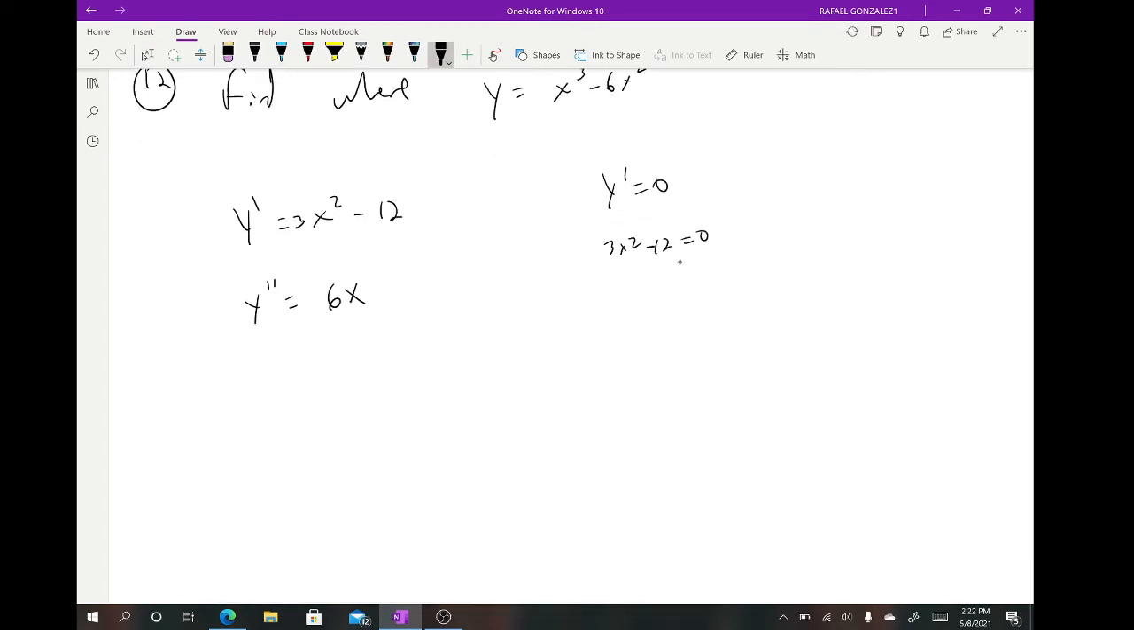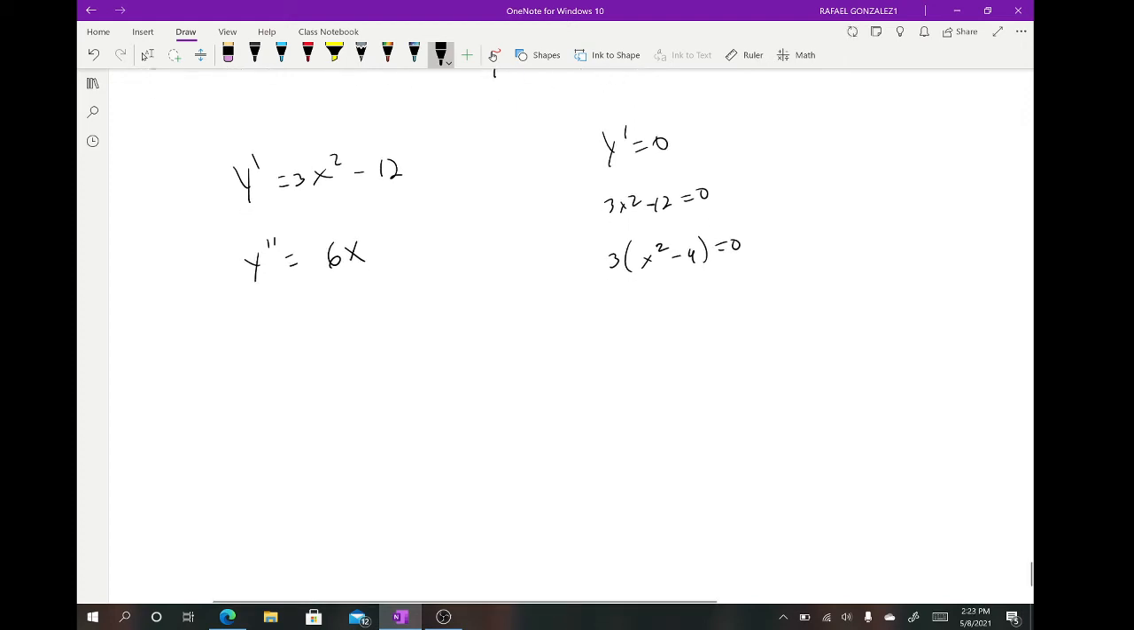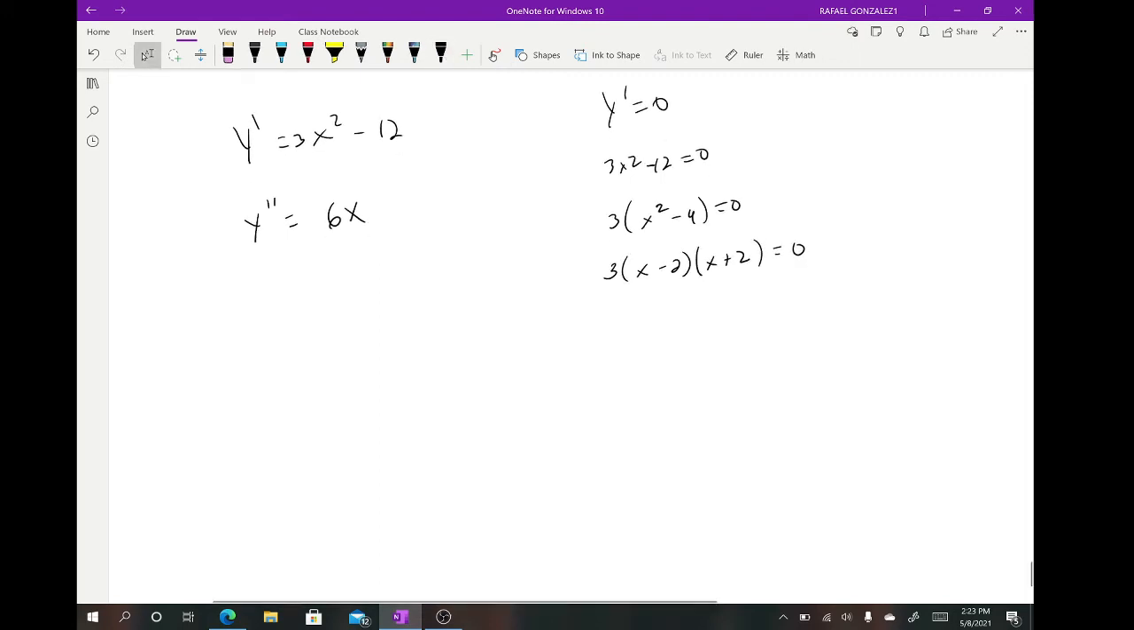So notice we could factor out a 3 here. So this is 3 times x squared minus 4 is equal to 0. And then this becomes the difference of two perfect squares, because 2 times 2 is 4. So this is 3 times x minus 2 times x plus 2, not 4, my apologies. It's equal to 0. So we can see here that x is either plus or minus 2. So these are our two solutions for this.